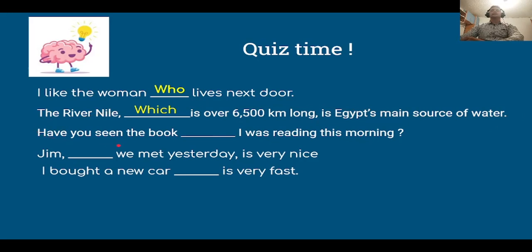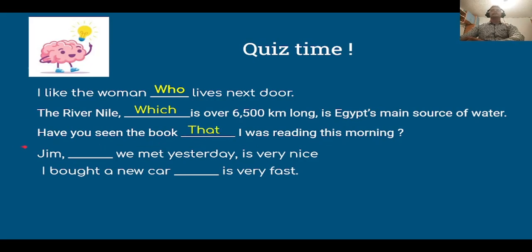Now the next sentence. It's about the book. The book is a thing, is an object. But take a close look. What kind of sentence is this? Here we have no commas. What did we say in this case? We said that this is a defining relative clause. So in that case, we use the relative pronoun that. Have you seen the book that I was reading this morning?